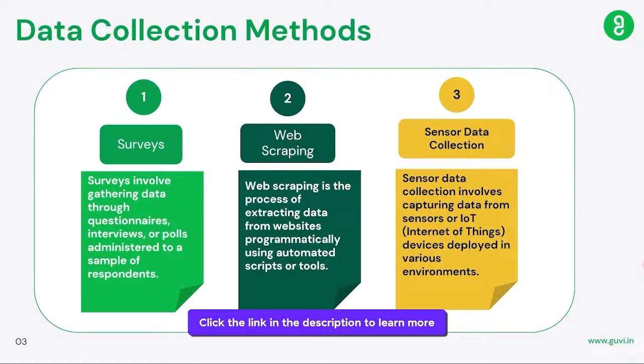Now let's get into the important topic, the data collection methods. I've given three important data collection methods: surveys, web scraping, and sensor data collection. So what is data collection and why is it important? Data collection is the process of gathering information from various sources to be used for analysis, decision making, or research purposes. Let's explore some common data collection methods and considerations for selecting the most appropriate method for your needs.